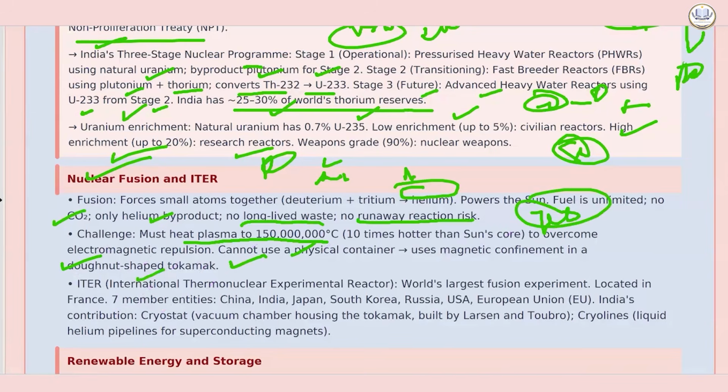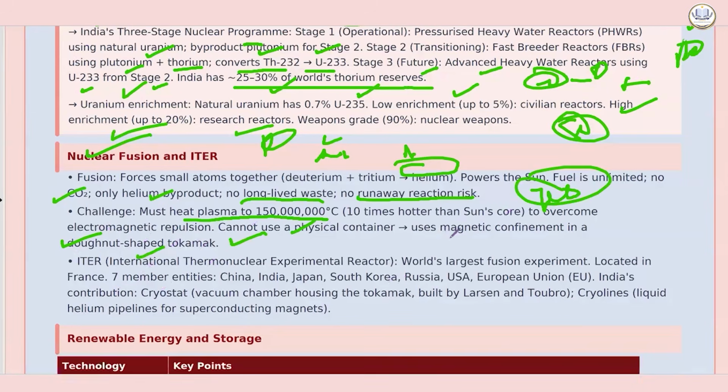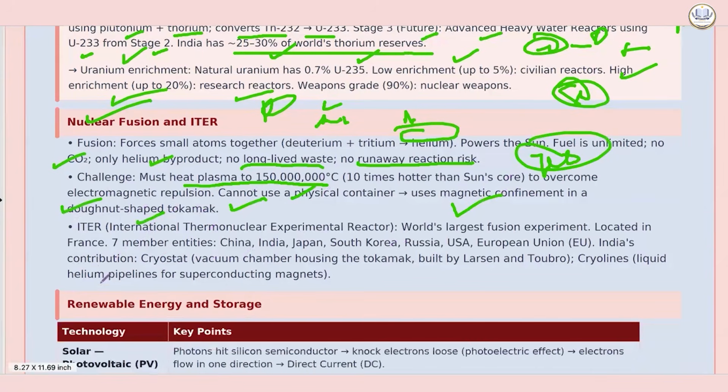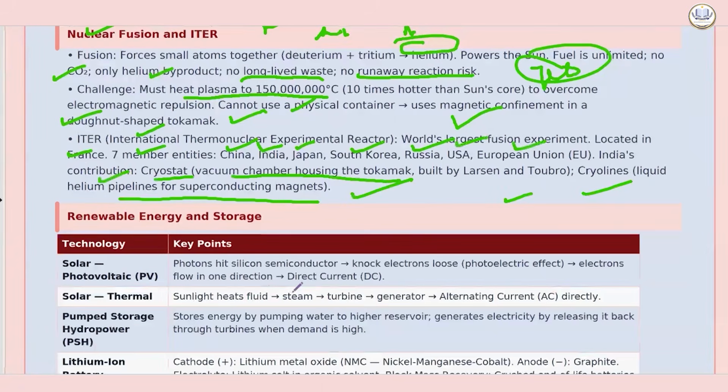Now, the International Thermonuclear Experimental Reactor is the world's largest fusion experiment. It is located in France. There are 7 member entities: China, India, Japan, South Korea, Russia, USA, and the European Union. India's contribution is the cryostat, the vacuum chamber housing the tokamak, built by L&T. Then cryolines, the liquid helium pipelines for superconducting magnets.